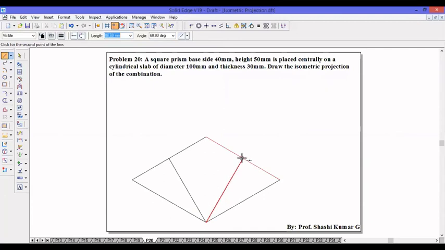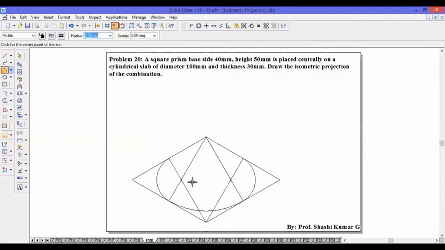Join the corner to the opposite midpoint. Join the corner to the opposite midpoint. Then consider the arcs from this intersection. Join this, and find the third arc center, which is the corner of the box, and the fourth arc is from here to here. So this is the base of the cylindrical slab. The thickness is given as 30 mm.